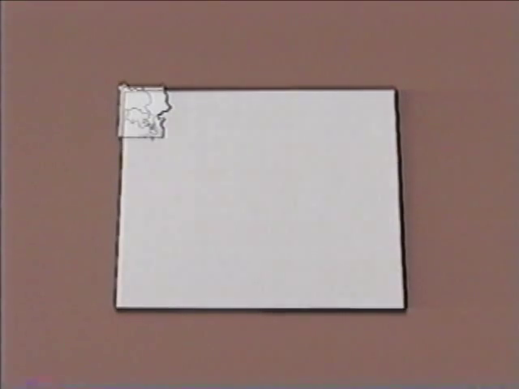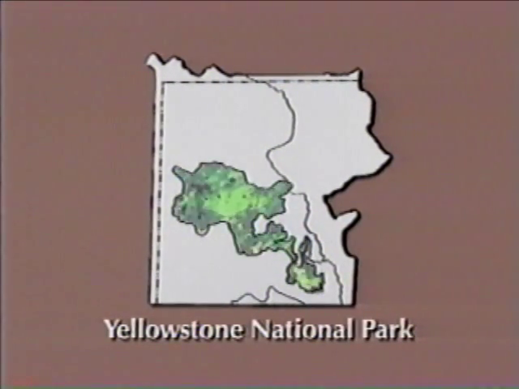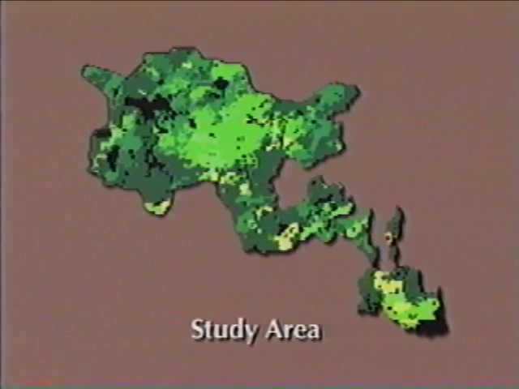Here, a magnified map of Yellowstone is shown. The study area is highlighted in color. Non-destructive tree core samples provide data about the fire history of Yellowstone.